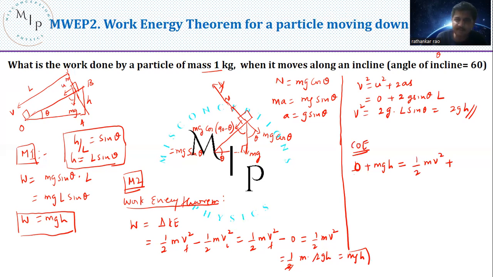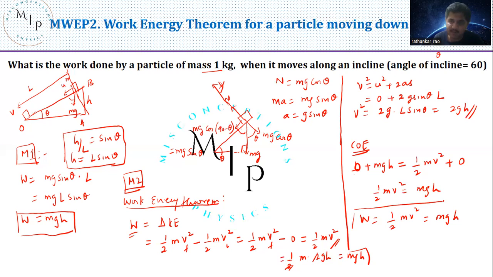It has reached the ground, which means this value of h is equal to 0 here. This is 0 once again. So therefore, from here, what do I understand? I can get to know that half mv square is equal to mgh. And what do we have here? We have half mv square, right? In the previous expression, W equal to half mv square, work energy theorem, right? So therefore, now I can write work done is equal to half mv square, which I can also substitute equal to mgh. Okay, this is the third method.